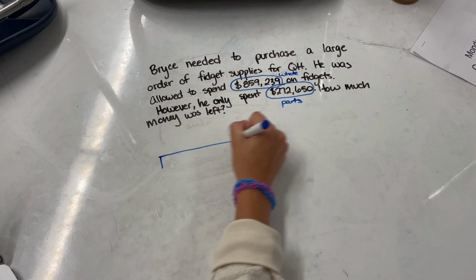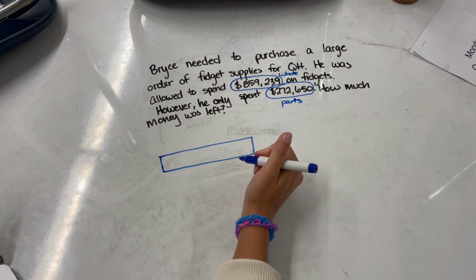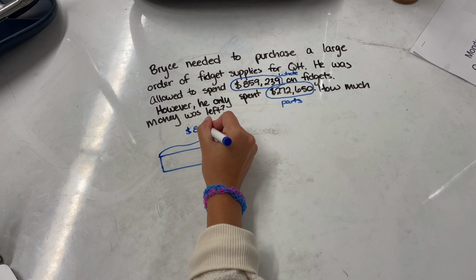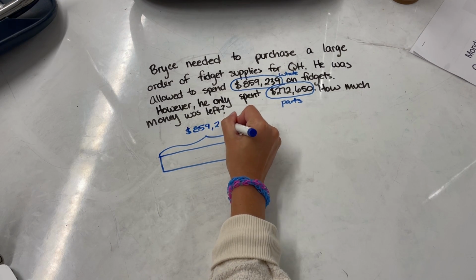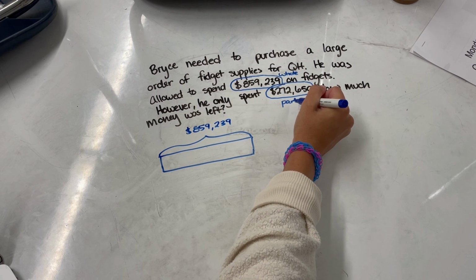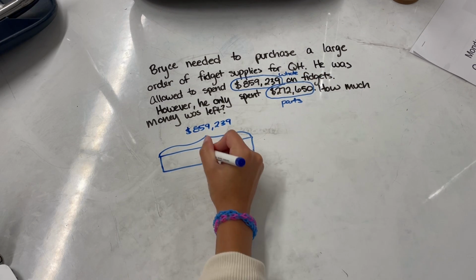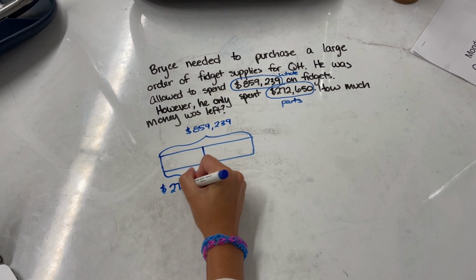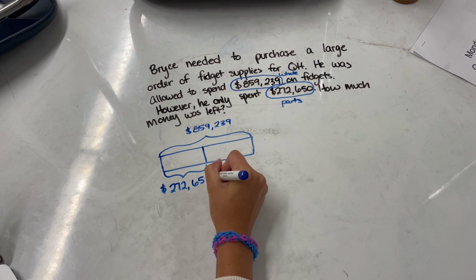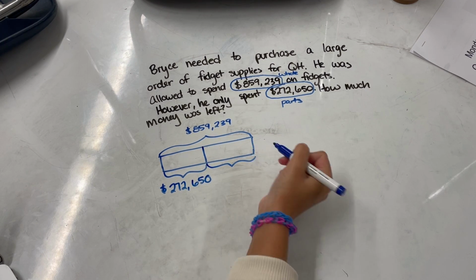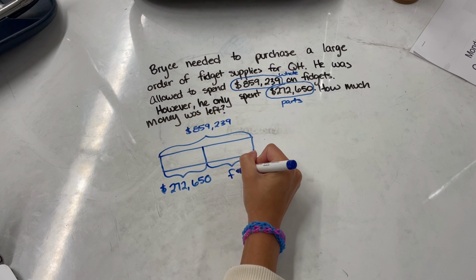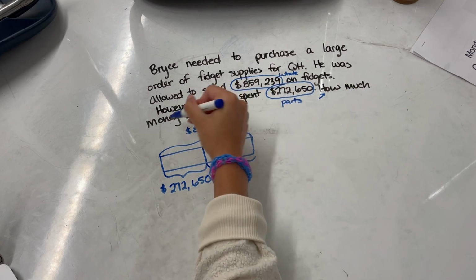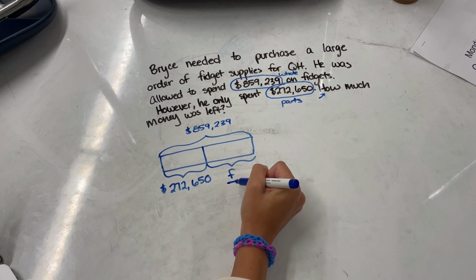So I'm going to start off, as usual, drawing a tape diagram. My whole is how much he was allowed to spend, $859,239. He only spent this much as a part. So I'm going to label one of my parts as $272,650. The other part, I do not know. It is the unknown. And I'm going to label it F for fidgets because the question is asking me how much money was left. So we need to solve for F.